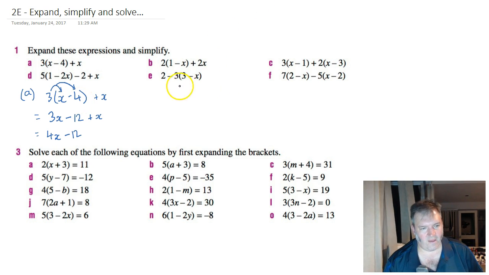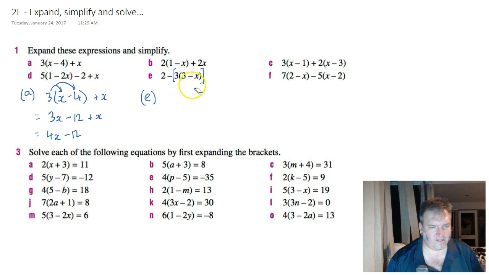I think that E is a good one to have a look at here. E is one of those ones where I've told you it's very tempting to go 2 minus 3. It'd be even more tempting if it was 3 minus 2. You'd want to say 1, wouldn't you? But you know your order of operations. I need to multiply to expand that bracket before I subtract whatever's coming. So let's make sure we do that.